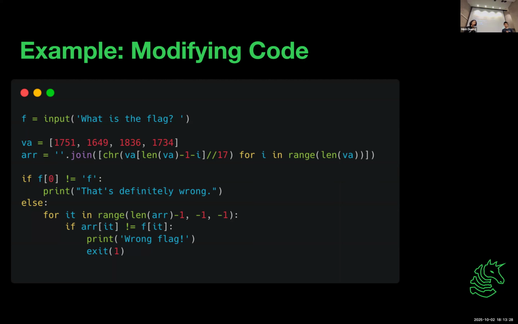So now I'll go over a couple of examples. Here we have some code asking what is the flag, and then does some computations, and then it says that's definitely wrong, or wrong flag, or it will continue. So if we want to get this to print correct output, or pass this without saying that's wrong, what are some things that we could try with modifying code?